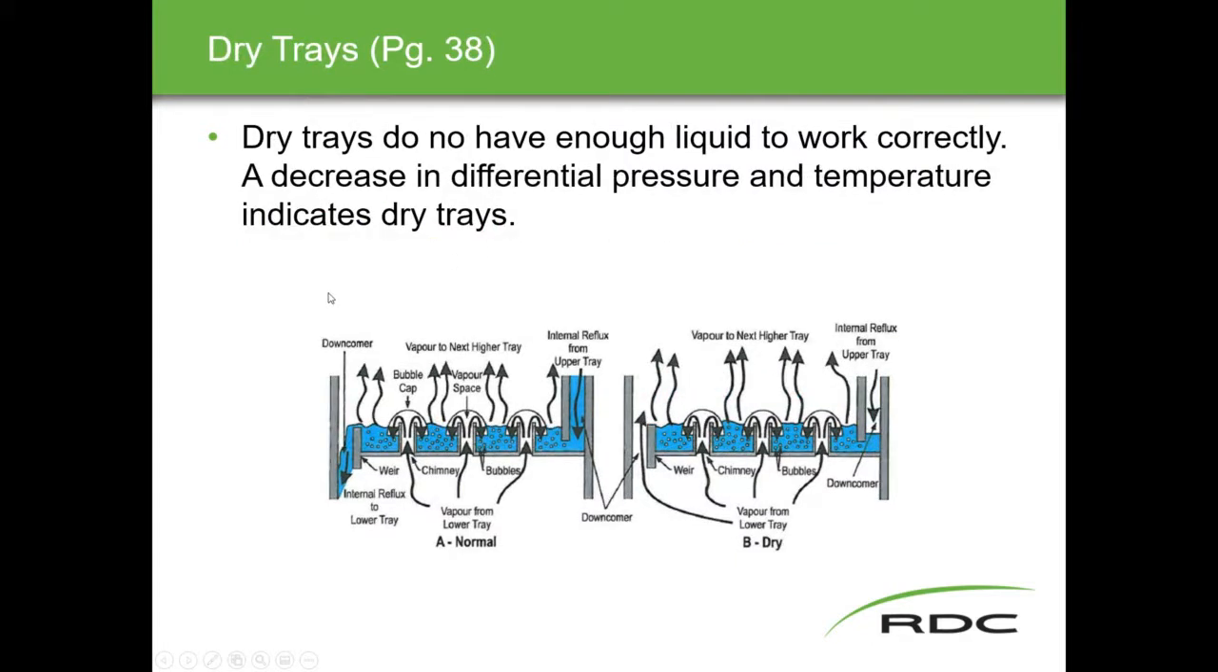Next issue is dry trays, a little bit harder to do, but dry trays, as the name would imply, do not have enough liquid to work correctly. Dry trays can be indicated by a decrease in differential pressure and temperature as well. So one of them here was an increase in differential pressure and a decrease in temperature. This one here is a decrease in pressure and temperature at the same time. Okay, so excellent test questions. I've noticed my distillation column is indicating a decrease in differential pressure and temperature between trays 3 and 4. What is likely occurring? The answer would be dry trays, right?